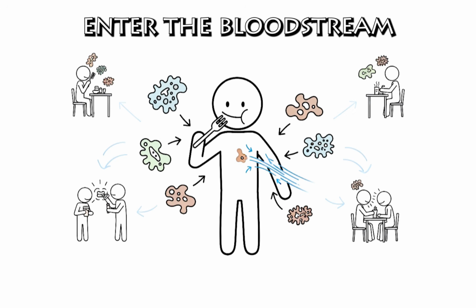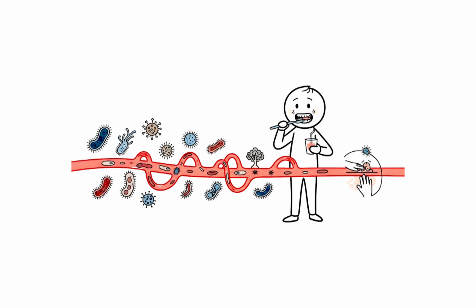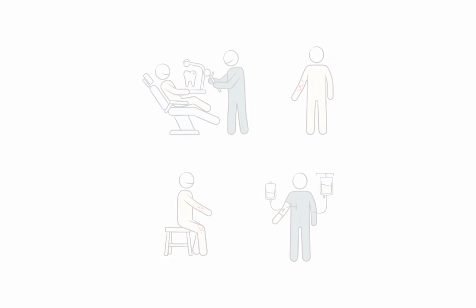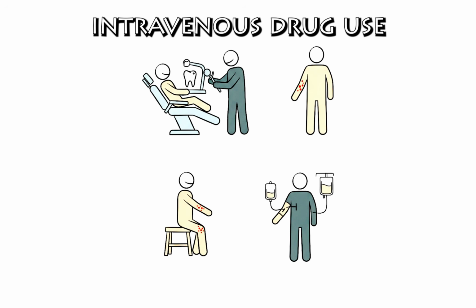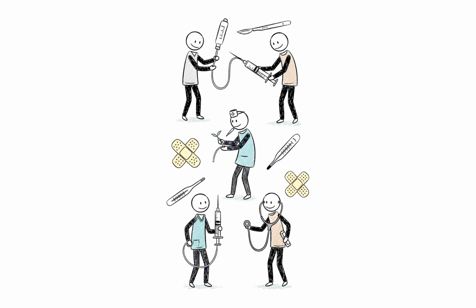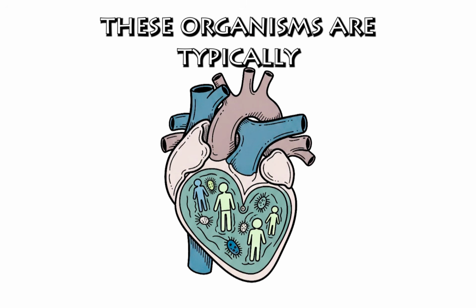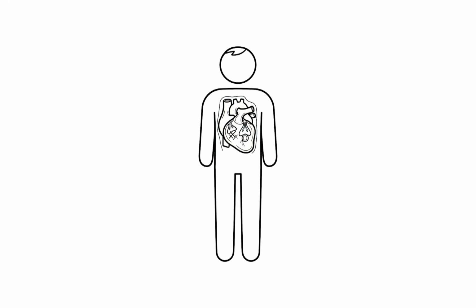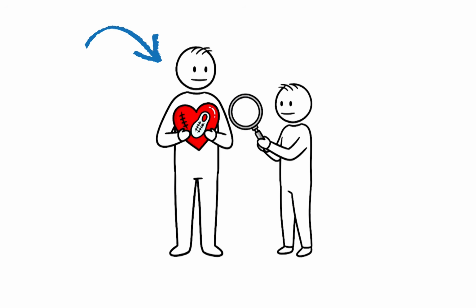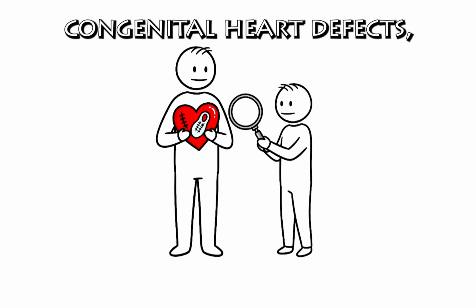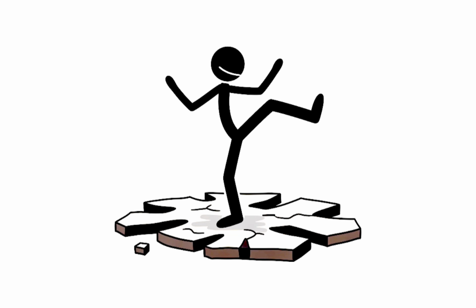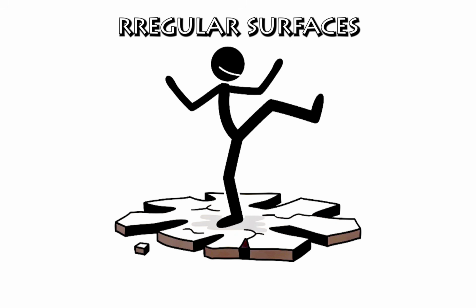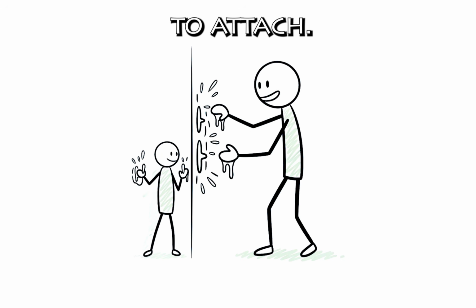Microorganisms usually enter the bloodstream through everyday activities such as dental procedures, skin infections, intravenous drug use, or medical devices like catheters. In a healthy heart, these organisms are typically cleared without causing harm. However, people with damaged heart valves, artificial valves, congenital heart defects, or prior heart surgery are at much higher risk because irregular surfaces make it easier for organisms to attach.